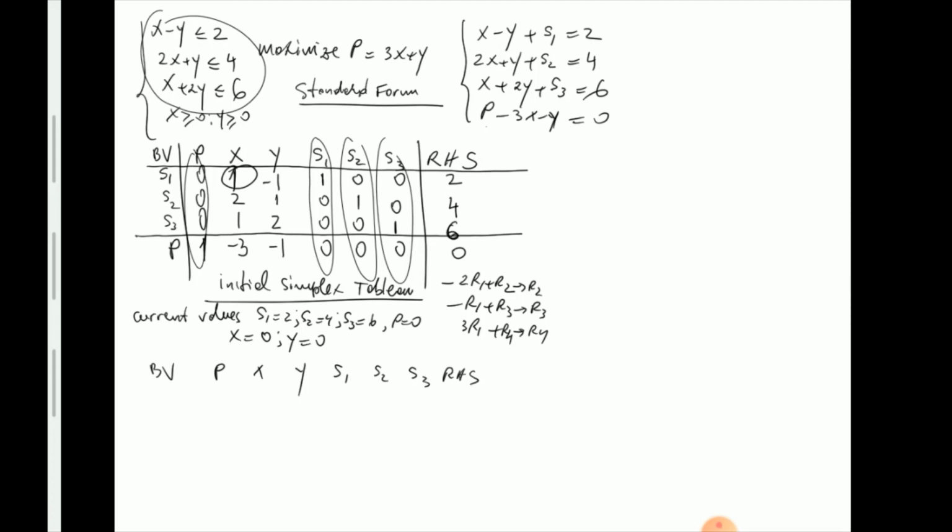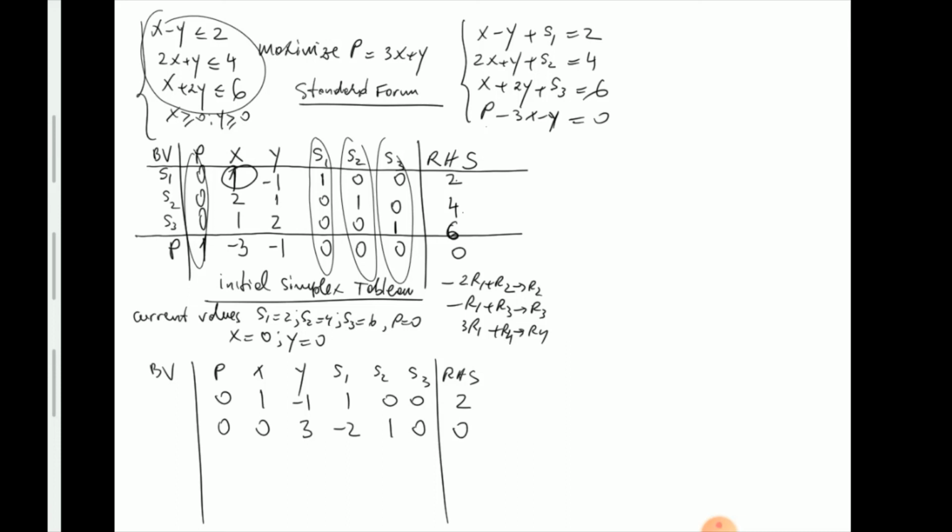So obviously the first row stays the same: 0, 1, minus 1, 1, 0, 0, and 2. And then update the other row. So 0 minus 1 times 2 plus 2 is 0. Minus 1 plus 2 makes it 3. Minus 2 plus 0 is minus 2. Minus 2 times 0 plus 1 is 1. And then minus 2 times 0 plus 0 is 0. And finally, minus 2 times 2 plus 4 is again 0.